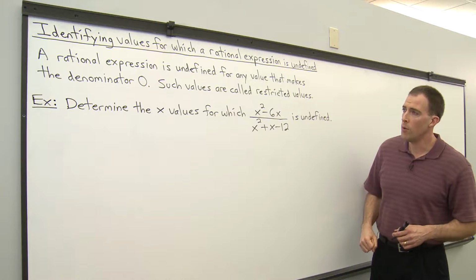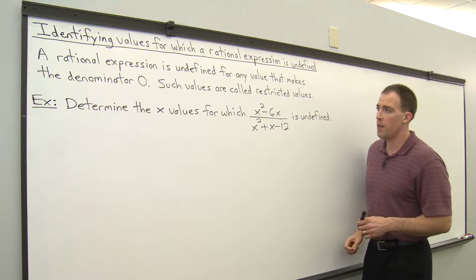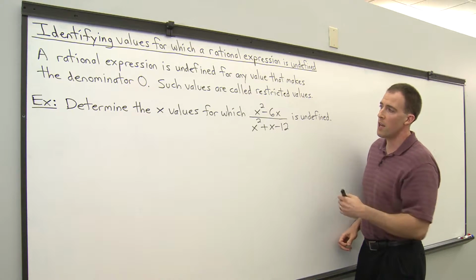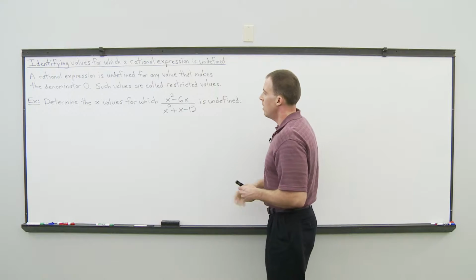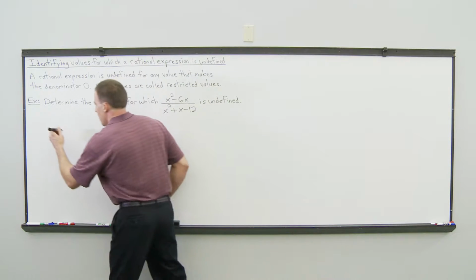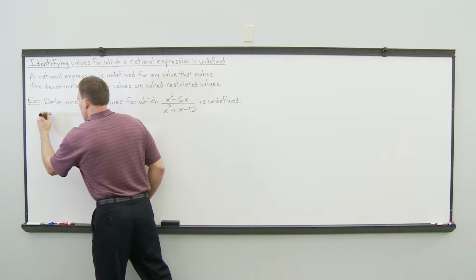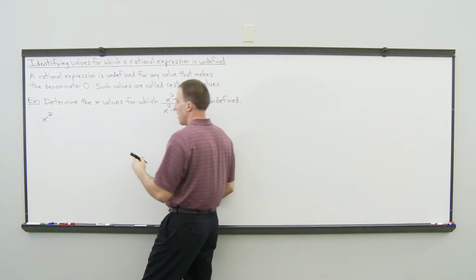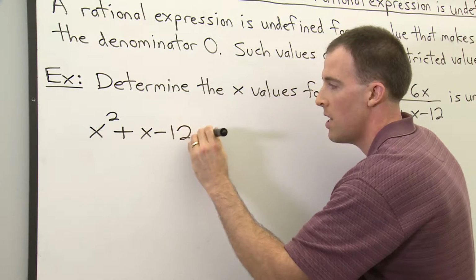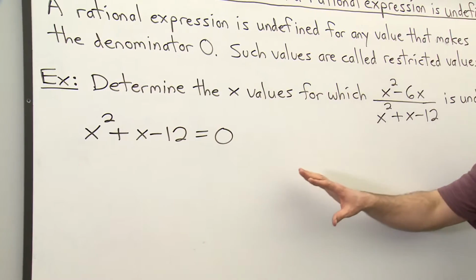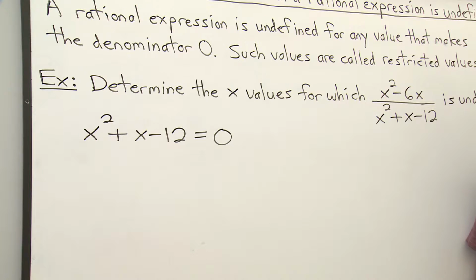So in this example, we're asked to determine the x values for which x squared minus 6x over x squared plus x minus 12 is undefined. All we need to do is set the denominator equal to 0 and solve. So I'm going to set the denominator x squared plus x minus 12 equal to 0. The solutions of this equation will be the values that make the rational expression undefined, or the restricted values.